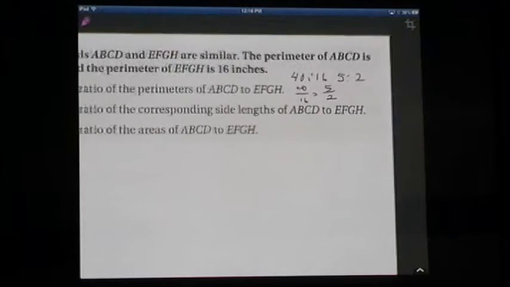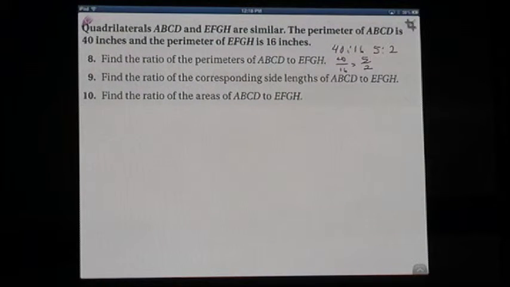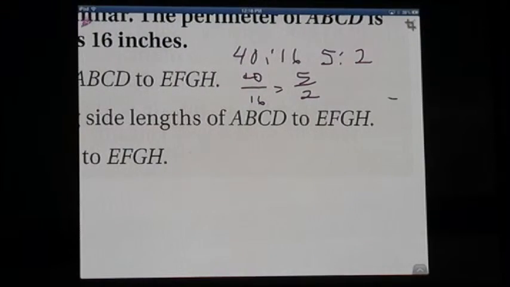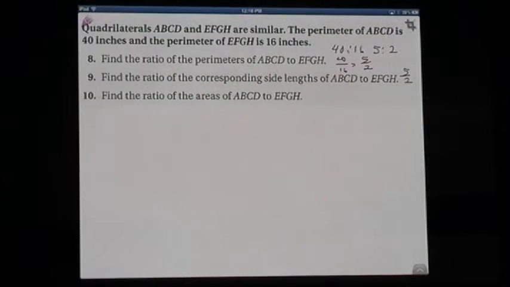All right, now it says, find the ratio of the corresponding side lengths of ABCD to EFGH. And on your theorem list, it should state that the side lengths are in the same ratio for similar figures as the perimeters are, or any other length segment. So that's going to be 5 to 2 as well. Then it says, find the ratio of the areas. To find the ratio of the areas, you need to square the ratio of the perimeter or the side length, and we get 25 to 4. Distribute that square to both of them.